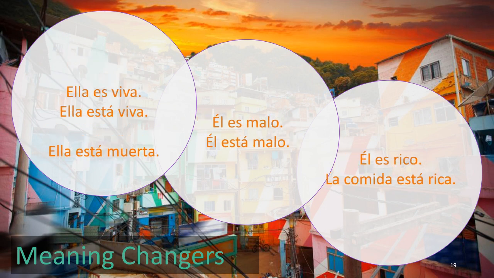Here's just a few more meaning changers and then we're all finished. So ella es viva is saying that she is sharp. Ella está viva, you're saying that she is alive. So big difference there, right? And then ella está muerta is she is dead. Él es malo, you're actually saying that he's a bad person. Él está malo, you're just saying that he's ill. Él es rico, he is rich. La comida está rica, the food is tasty or the food tastes rich.